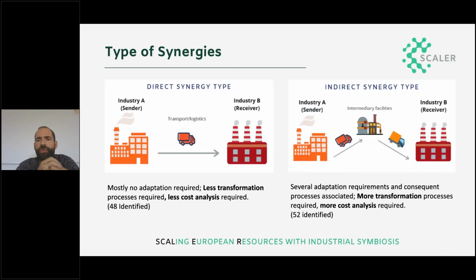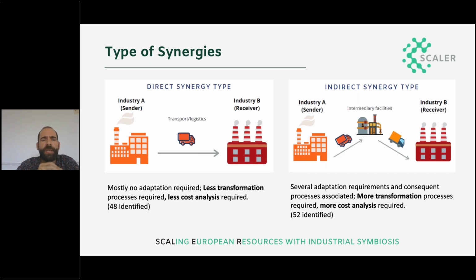So first of all, I would like to introduce a concept that has been used in the Scalar project on this technical part, and it starts from the division on two main types of synergies. We consider that these two are divided in direct synergy types and indirect synergy types. Direct synergy types, as the name introduces, are those synergies that connect an industry site A to an industry site B, where the material will be used, and this process will pretty much consider the transportation and the logistics.